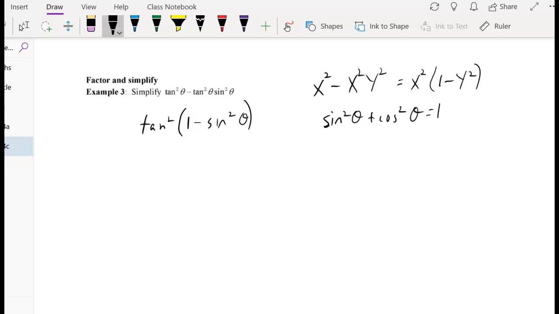Now if this is true, then it's also true that I can subtract sine squared from both sides. So another way of writing this would be to say that the cosine squared of theta is 1 minus the sine squared of theta. Okay, well that allows me to replace 1 minus sine squared with just the cosine squared and get rid of that negative sign.